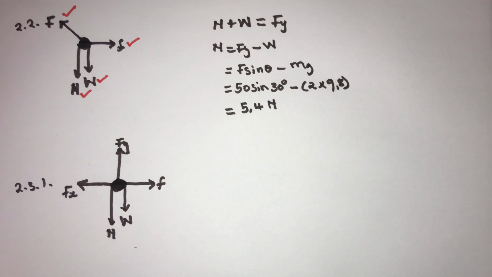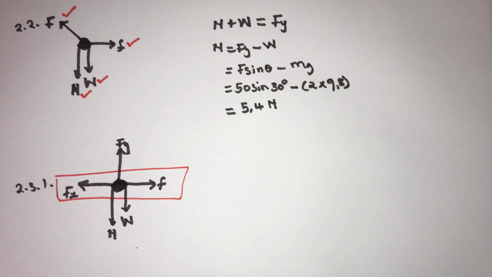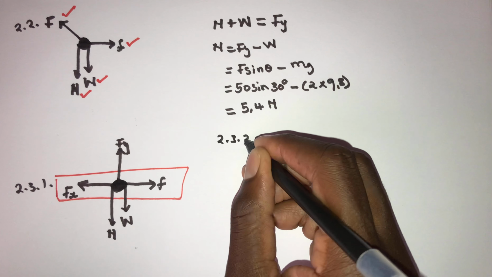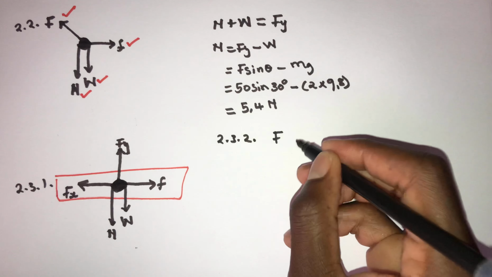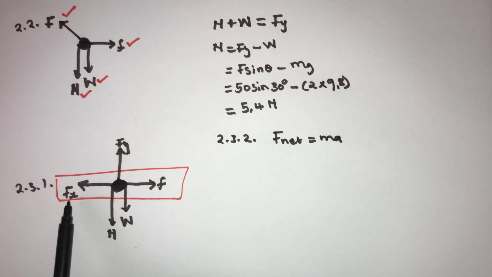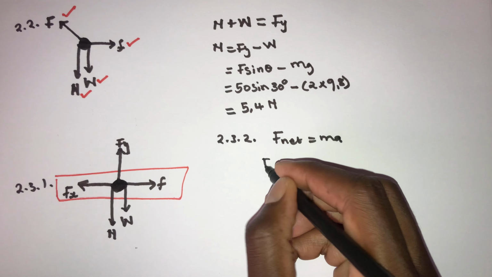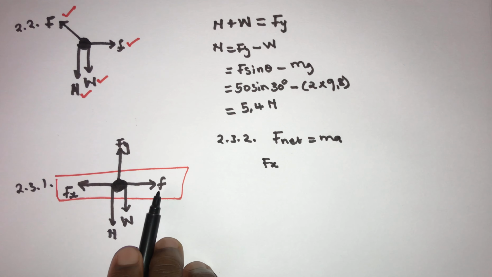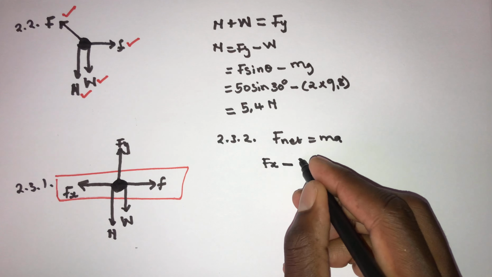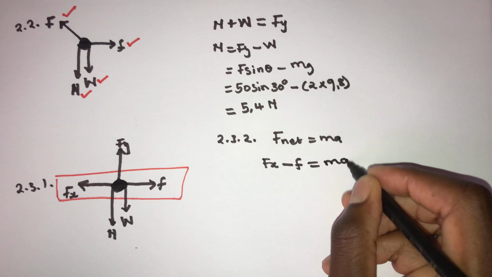Now, what do we have here? We have the forces that are acting parallel to the surface. That is the frictional force and the horizontal force, or the horizontal component of that force. So 2.3.2, we're going to have F net equals ma. So what is our F net? We have Fx. It is in the direction of the object. So we have Fx. Then since the frictional force is opposing the motion, we're going to have negative Fk. Then it's equal to ma.